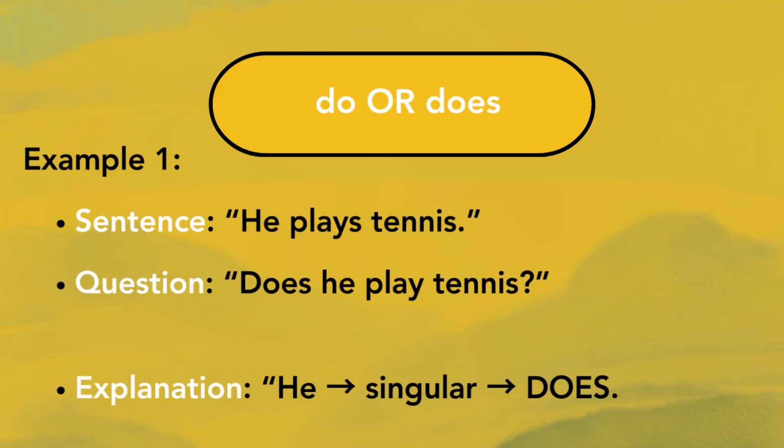Example 1. Sentence: He plays tennis. Question: Does he play tennis? Explanation: He is a pronoun used for singular nouns, so we are using does here.